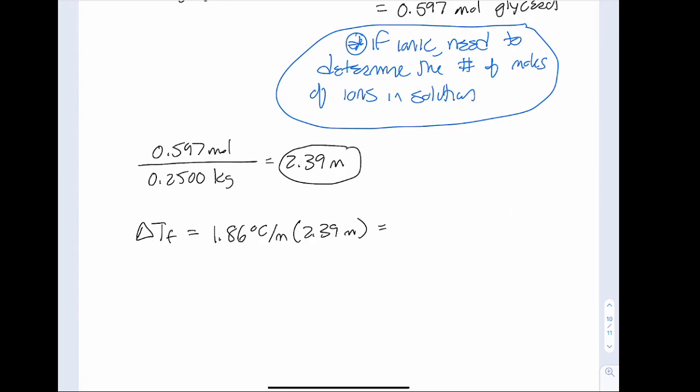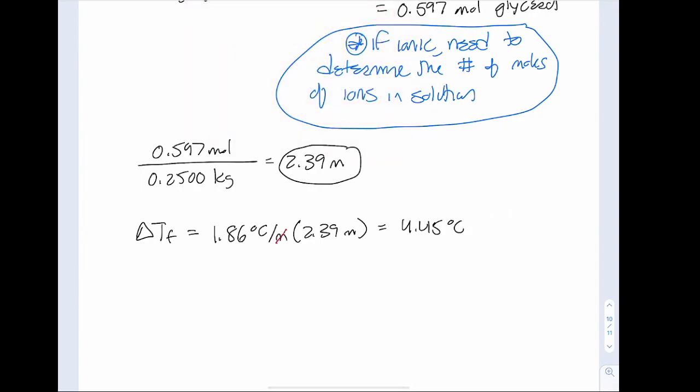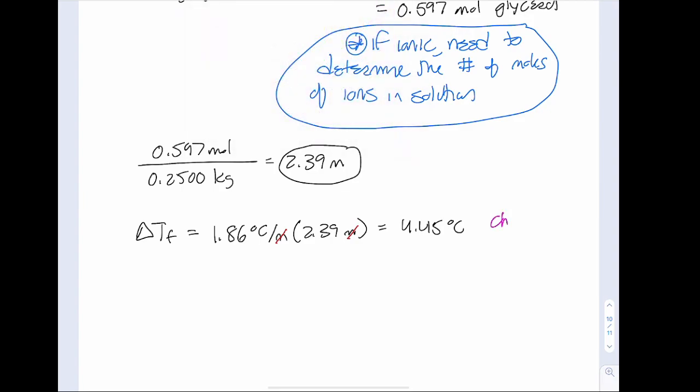1.86, and I get 4.45 degrees Celsius. So units, these are canceling, so I'm left with degrees Celsius. And then remember, this is my change in temperature. This is not my new temperature, right? This is only my change.